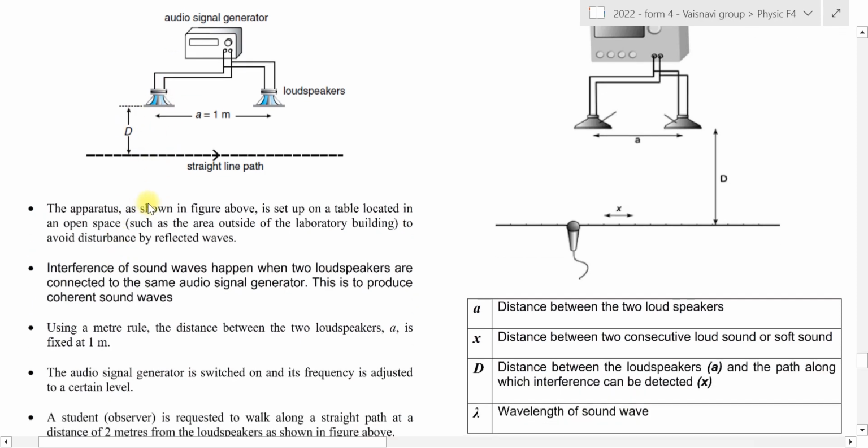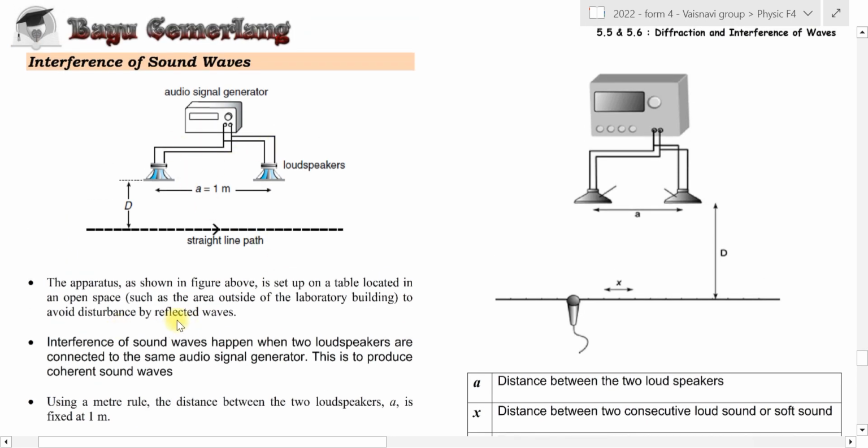Okay. The apparatus as shown in the figure above is set up on a table located on an open space such as assembly area like that. Okay. Or laboratory building to avoid disturbance by reflected wave. So this is the precaution you should take. Okay, when conducting this experiment, make sure it's an open space. We don't want any echoing.